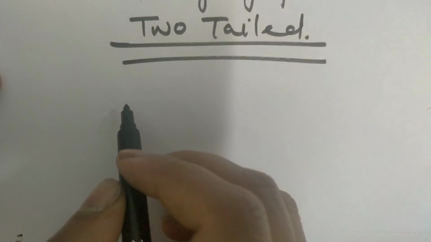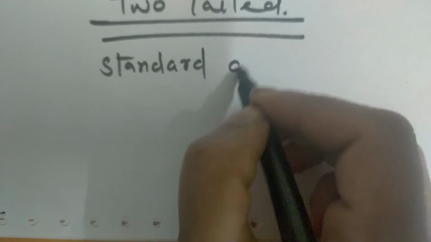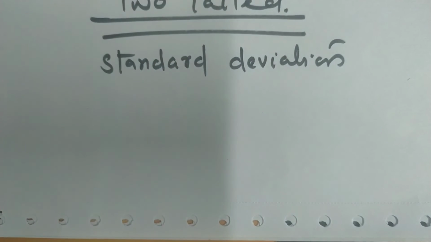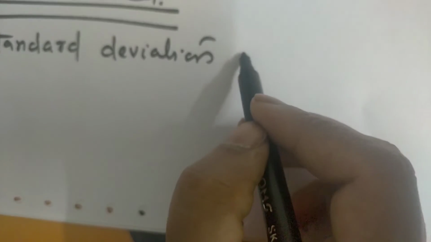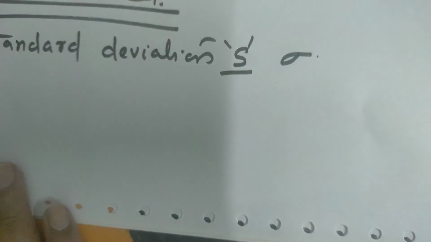Another thing they can give is standard deviation. Again, it can be the standard deviation of the population or the standard deviation of the sample. Based on the sample size you have to consider the formula. Standard deviation is denoted by S or sigma.